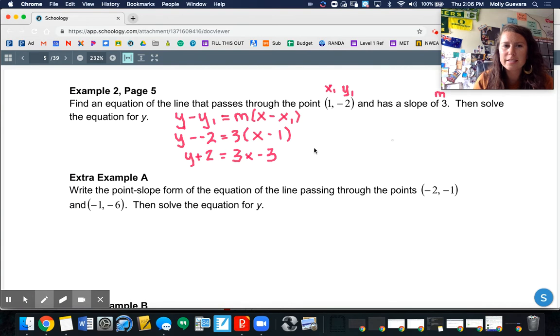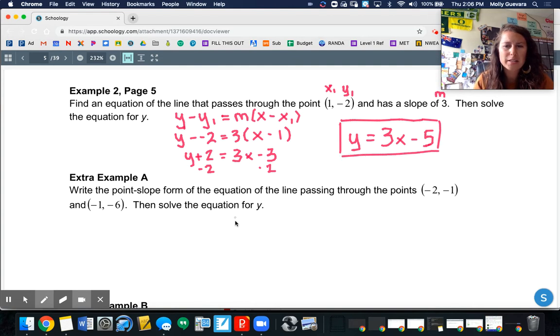And then it says, then solve the equation for y. So we want to get the y by itself, so I'm going to subtract 2. Subtract 2. Oh boy. And I get y is equal to 3x minus 5. And that's it. There's my equation of the line that goes through the point (1, -2) and has a slope of 3.